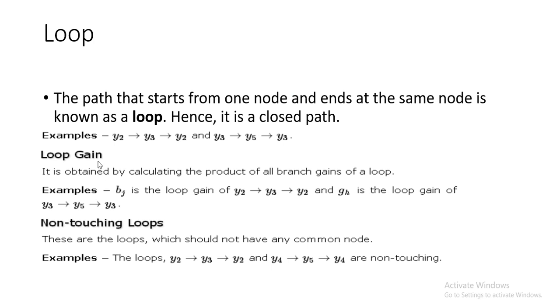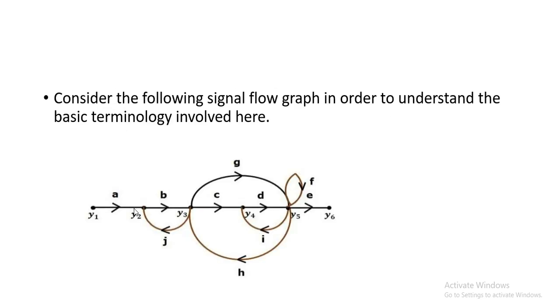Now, loop gain. It will be very simple for you because you have seen what a gain is. It is obtained by calculating the product of all branch gains of a loop. For example, for this y2, y3, y2, this is the whole closed loop. There are only two branches, that is b and j. So I can say that bj will be the gain of y2, y3, y2.